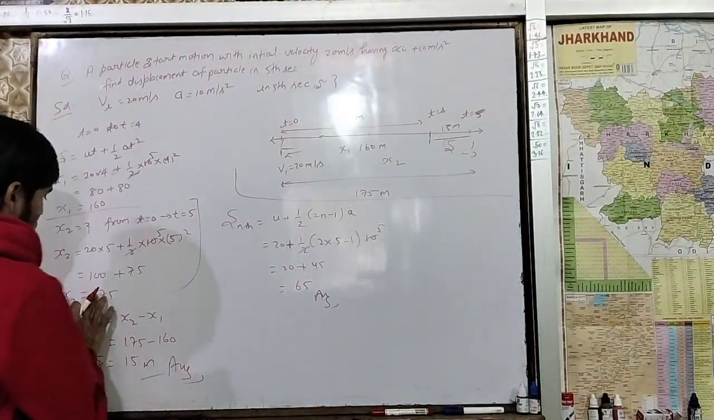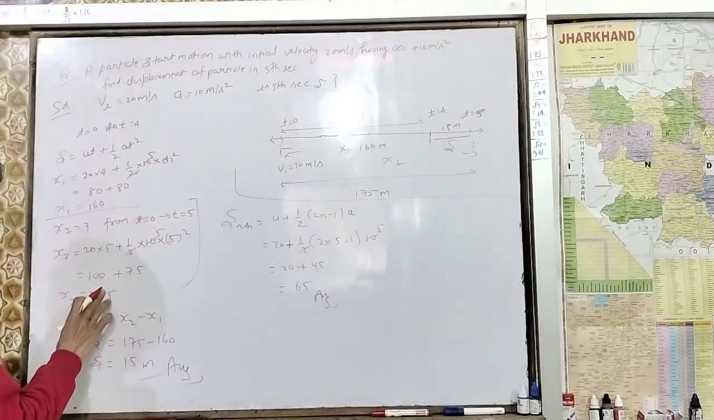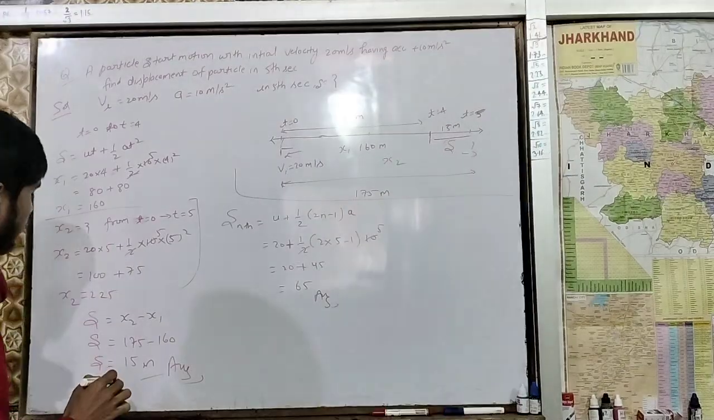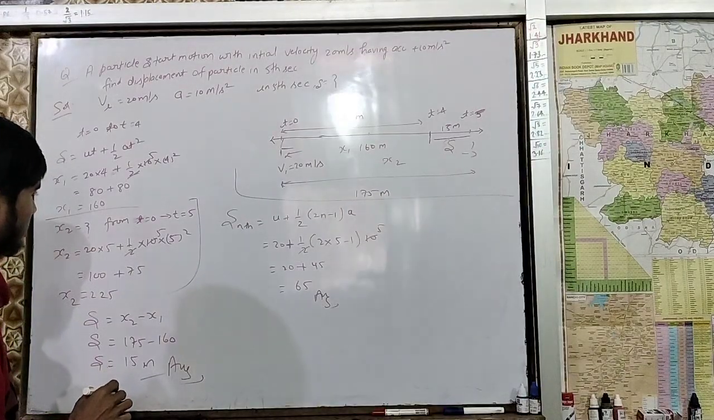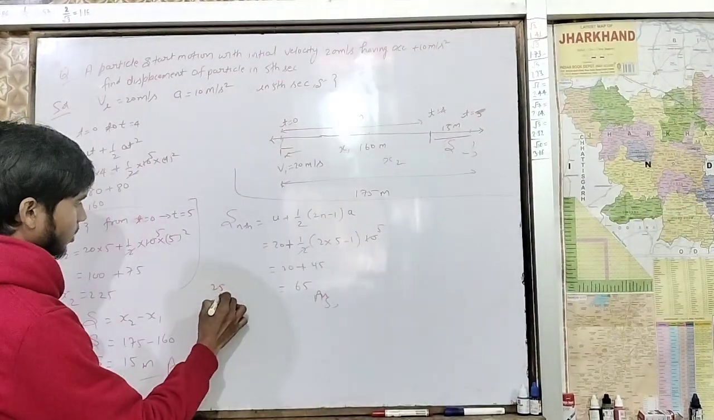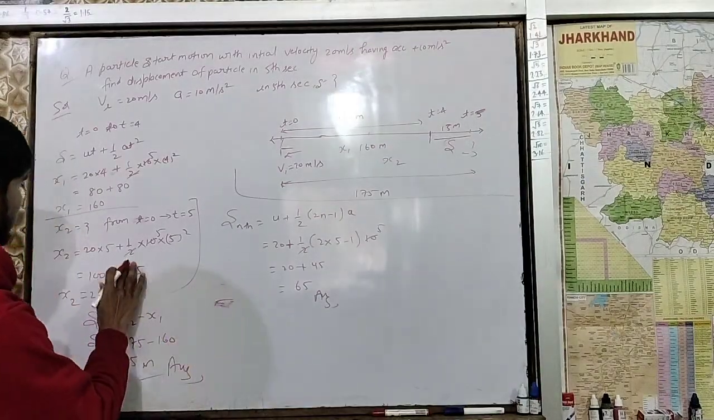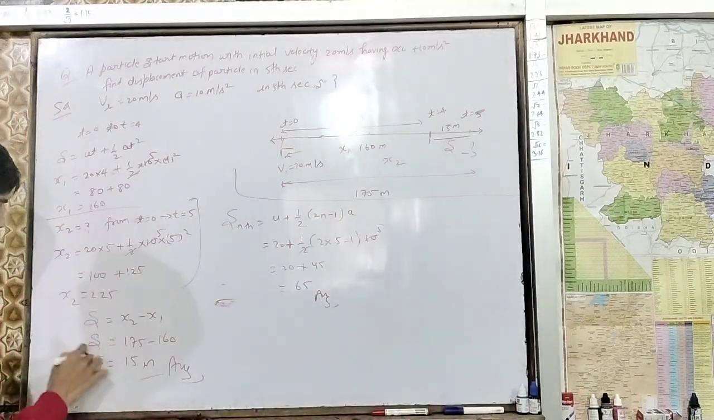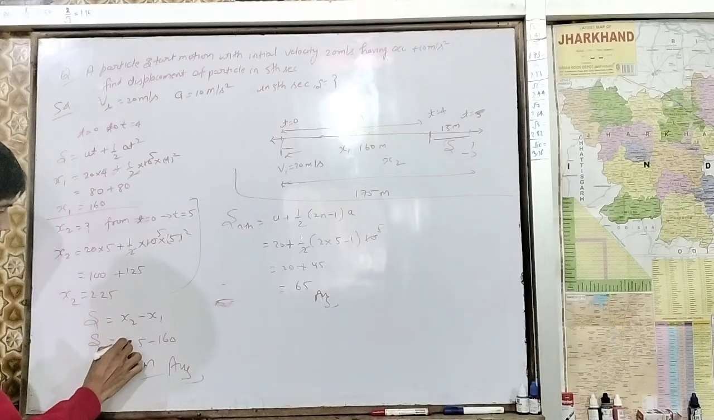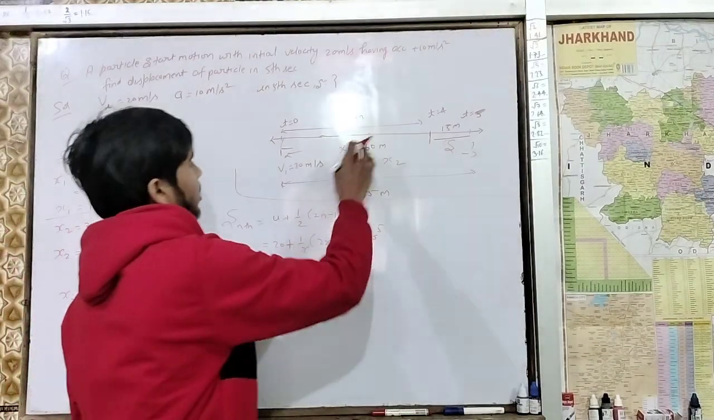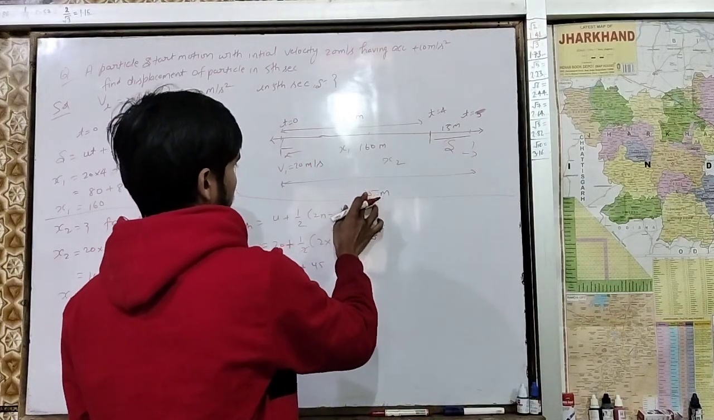This is 200, 225. 5 5s are 25. Then again 125. Yes, this will be 125. 225. Then this will be 65. This is our 225.